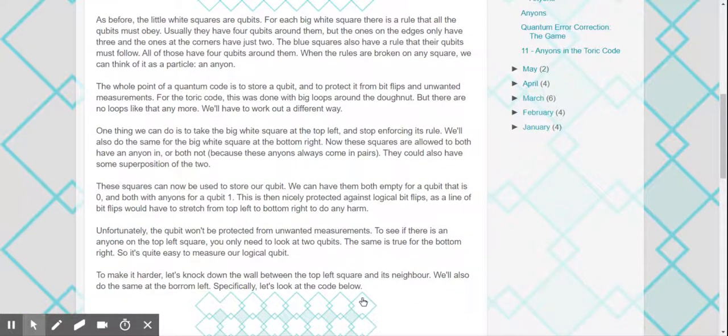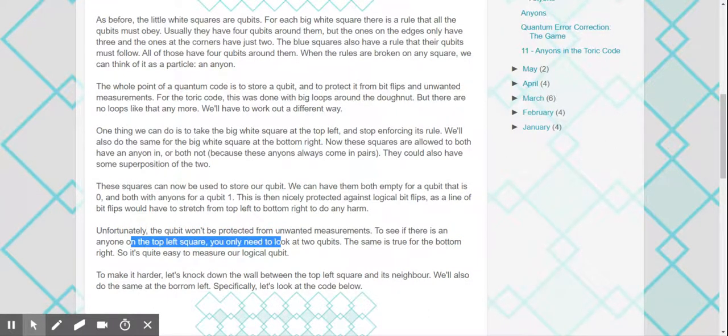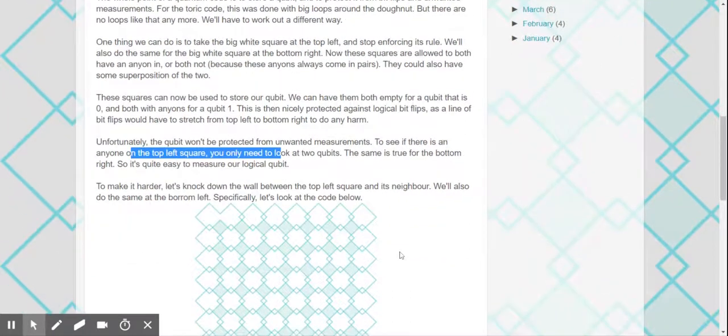Now these squares are allowed to both have an anion in or both not, because these anions always come in pairs. They could also have some superposition of the two. These squares can now be used to store a qubit. Unfortunately, the qubit won't be protected from unwanted measurements. To see if there is an anion in the top left square, you only need to look at 2 qubits. The same is true for the bottom right, so it's quite easy to measure our logical qubit.